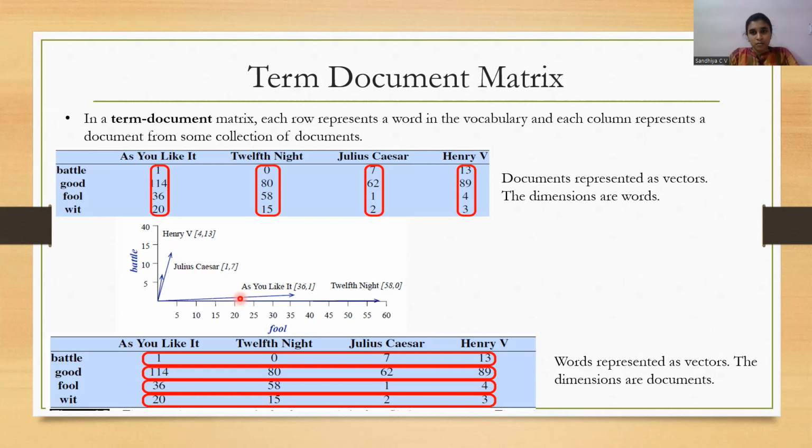Okay, any other perspective? Sandhya says that if As You Like It is where I'm pointing now, and the distance between As You Like It and Julius Caesar is less than between As You Like It and Twelfth Night, it doesn't mean that these two documents are similar. She says what matters is the similarity. But the question is, how do you measure similarity?